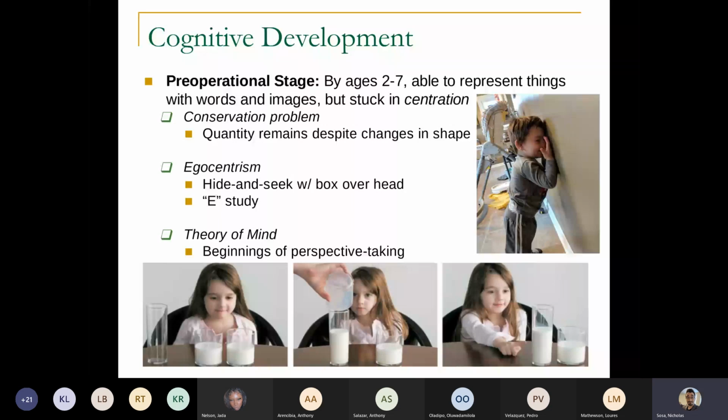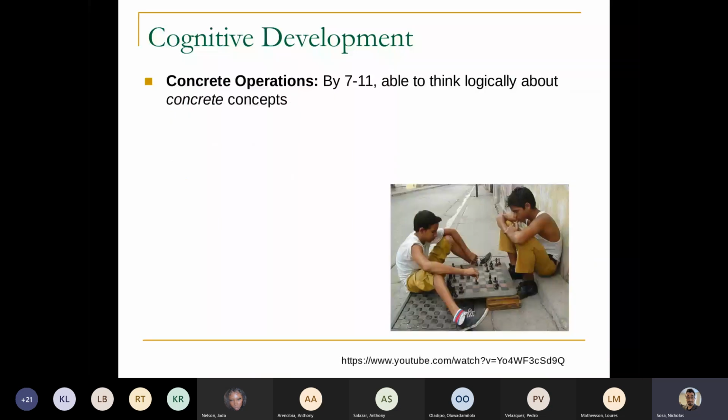Okay. So once children begin to move beyond the pre-operational stage, by around ages 7 through 11, children then enter into the concrete operation stage, where we find that children are now able to think quite logically about concrete concepts. Okay, they're able to think quite logically about concrete concepts. So of course, the operative word here is concrete. But what does that mean?